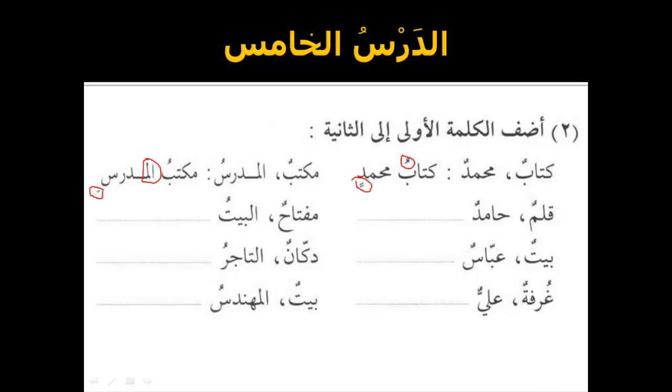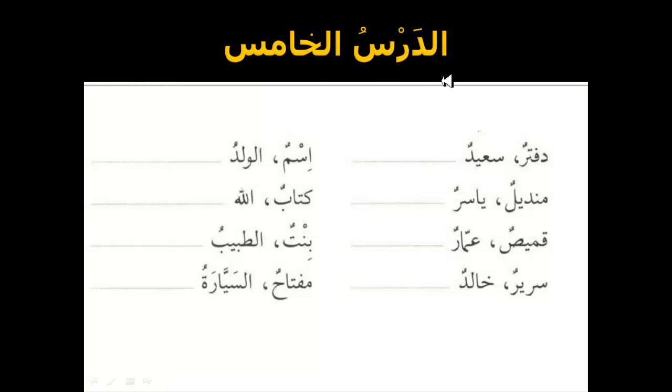All right, let me find my mouse here. Let's go back. Pull the mouse up. All right, here we will continue. Complete these. We have Daftaru what? Daftaru Sa'idan. And then we have Mandilu Yasirin. Then we have Qamisu Ammarin. Sariru Khalidin.